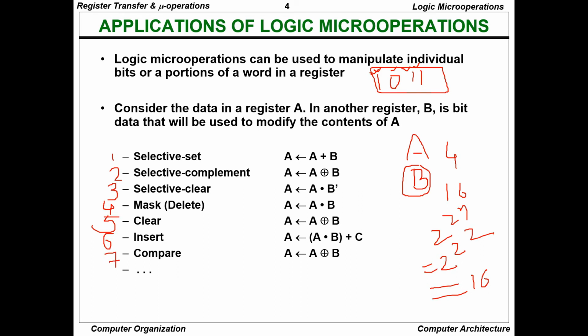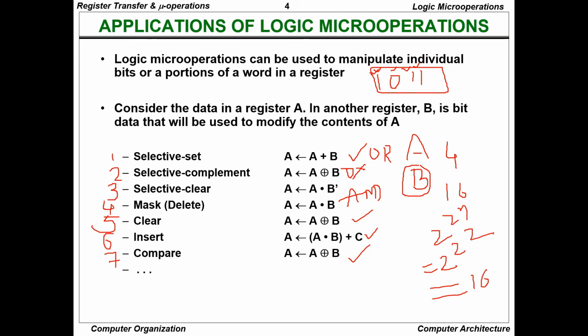So what operation do we have for selective set here? A tends to A plus B is the operation which we use for selective set. For selective complement, it is XOR operation. For selective clear, it is A dot B bar, and for mask, it's A dot B, that is AND. For clear, it is again XOR, A XOR B, for insert it is A dot B plus C, and for compare it is A XOR B. So these are the different applications we have. Let us discuss each one individually now.